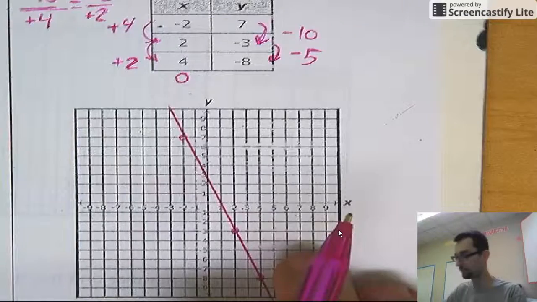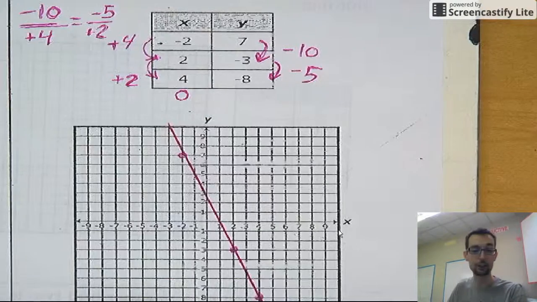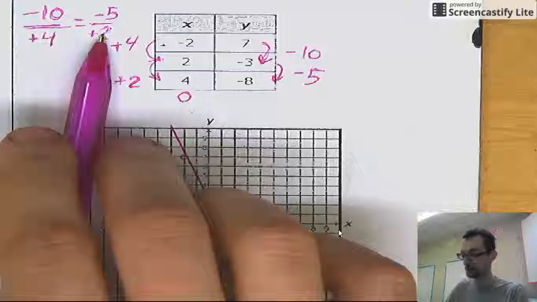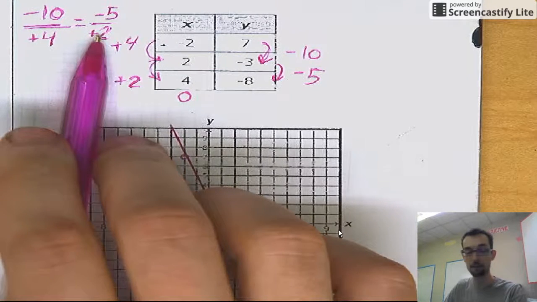All right, I'm going to take this number we just found, negative 5 over 2, and I'm going to write it down here. That's my rate of change.